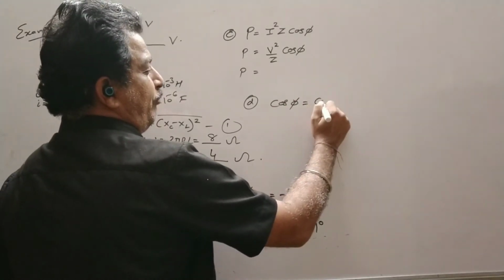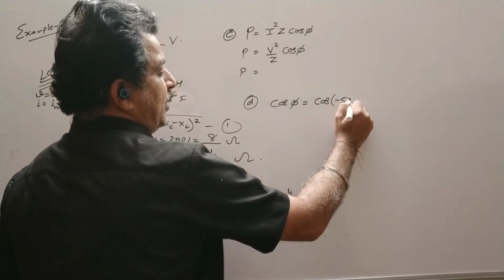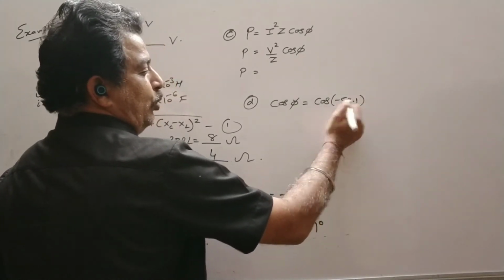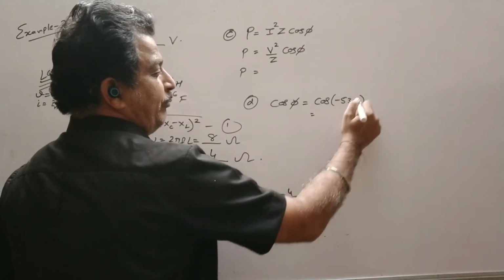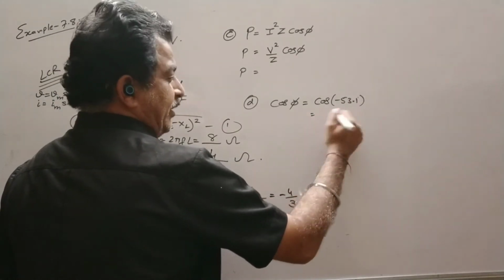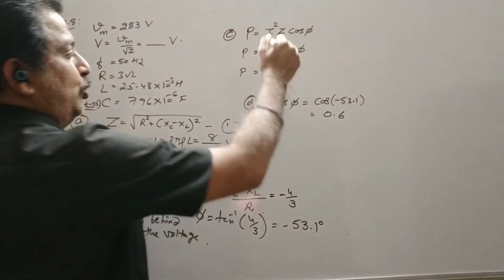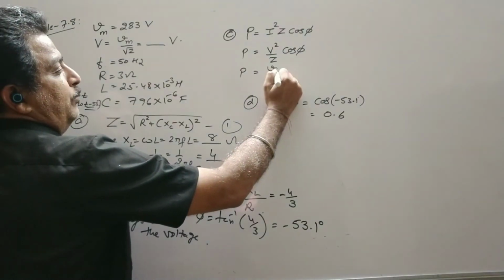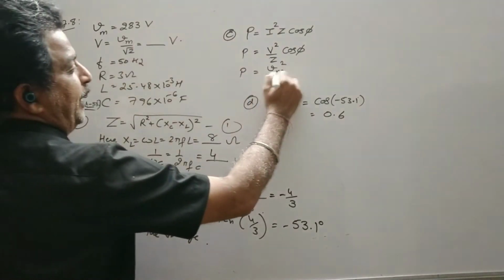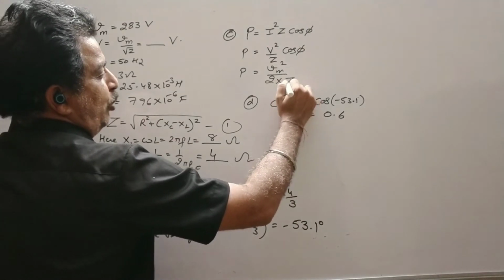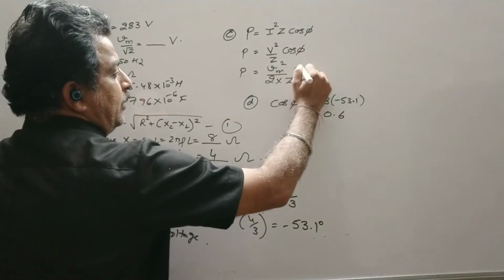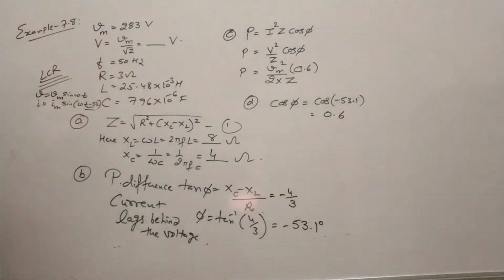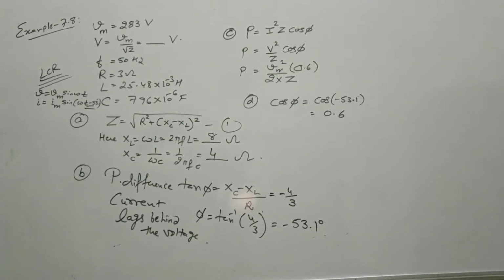So power factor cos of phi is equal to cos of minus 53.1. Minus will have no significance here. So cos of 53.1 degree, as given in the book, is 0.6. So you substitute this V square. This V square is Vm square by root 2, means 2, into whatever is the value of Z, into cos of phi, which is 0.6. So you substitute all these values and find out the power dissipated in the circuit.